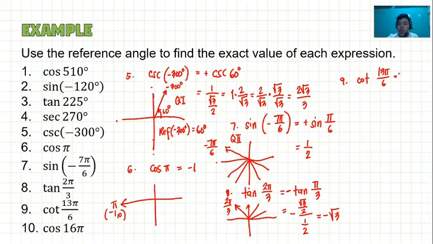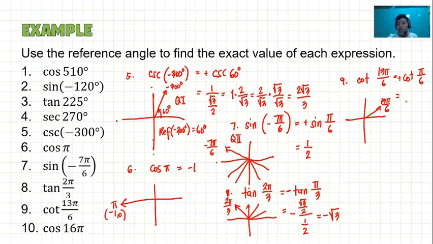We know that the reference angle is pi over 6, right? Then let's locate this one. 13 pi over 6, so you count 13 pi over 6. And we know 1 revolution is 12 pi over 6, so we will just add 1 pi over 6. So we have 13 pi over 6 here. It is located in quadrant 1. In quadrant 1, all circular functions are positive. So this is now positive.